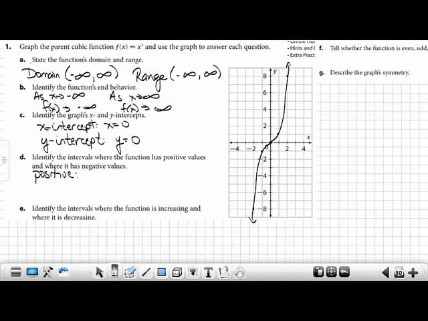The function is positive when x is greater than 0. Once I pass 0, boink, at that point, I'm above. Did you like that noise? Do it again. When I pass 0, boink, I'm greater than 0. Okay. When am I negative?